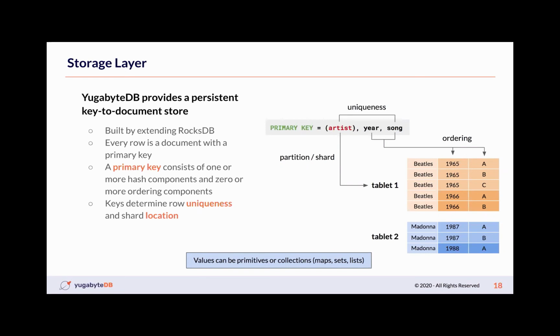And so all of the artists with a certain value will go into a single tablet as shown, and the sort order is done on the year and the song. It could be ascending or descending, really depending on the order that you choose when creating the table. All of the value columns are stored as a document against each of these keys.